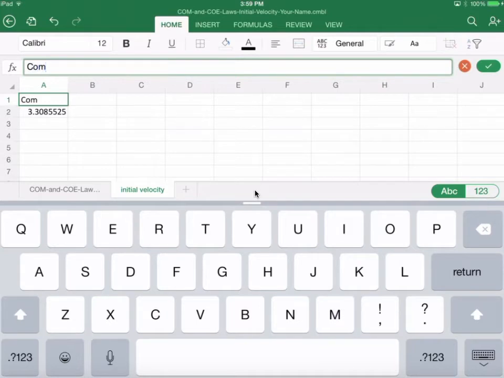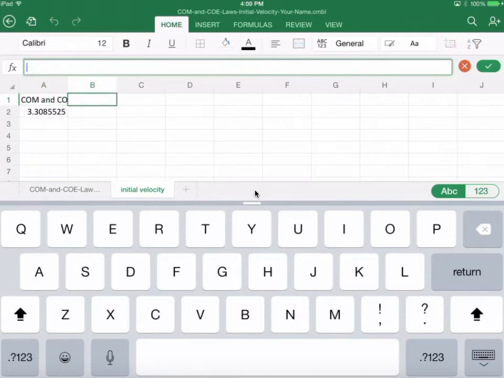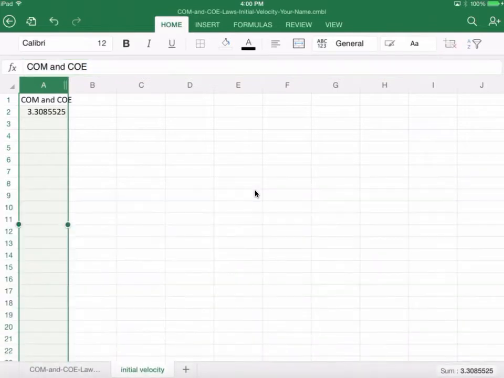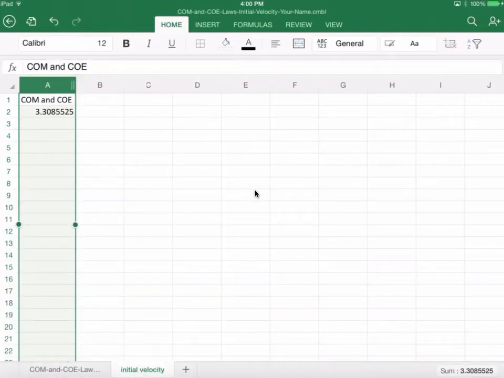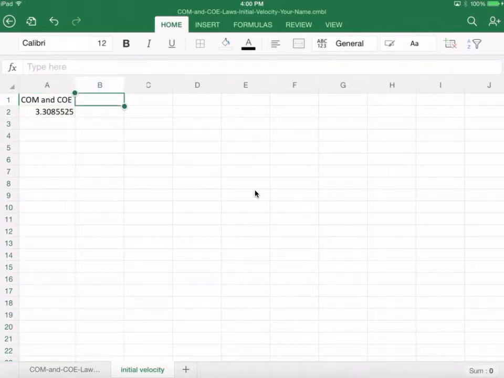And I need to insert above, and I'm just going to say initial COM and COE, and we could also do our other velocities that we found, but we want to compare this to another velocity. You know that we had a couple other velocities, and it was like 3.3 if we use kinematics.